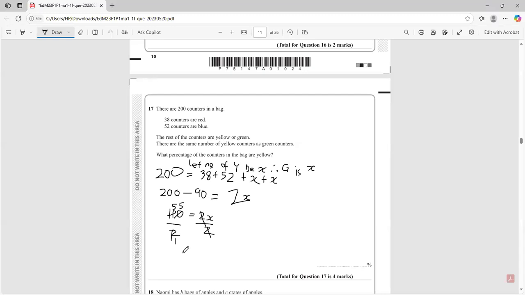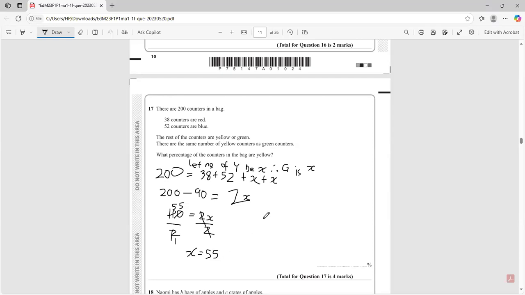So that means that the number of yellow, because the number of yellow and green is the same thing. Now please take note. The question didn't ask you for the number. Can you see the question? Please, always take note of what the question is asking for. It's easy for me to just write 55 now, but I looked at the unit there, and the unit is saying percentage. But what I'm calculating now is not a percentage, it's the number.